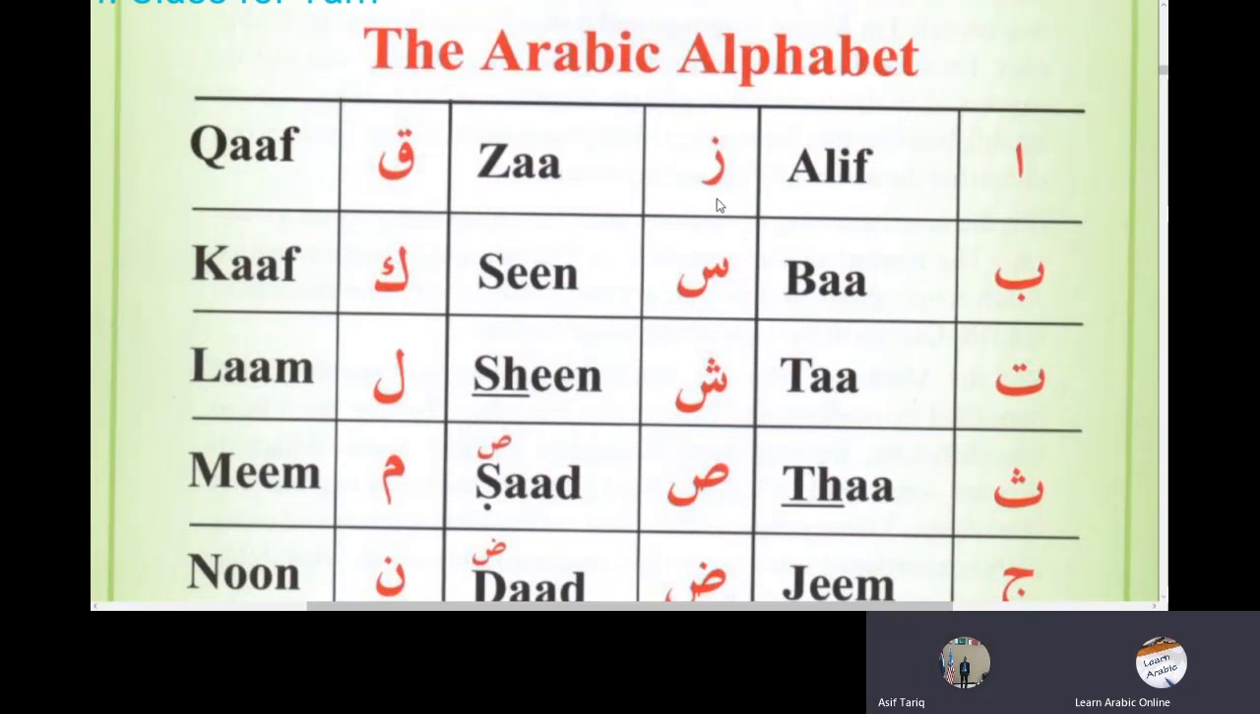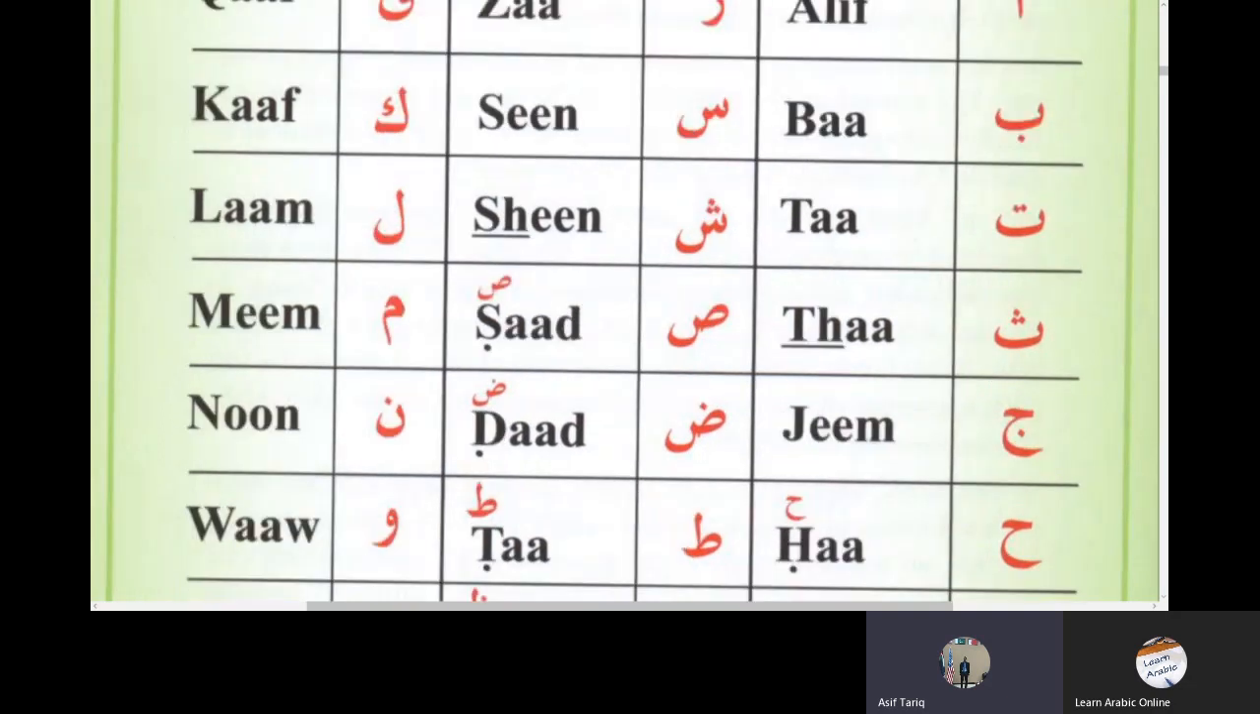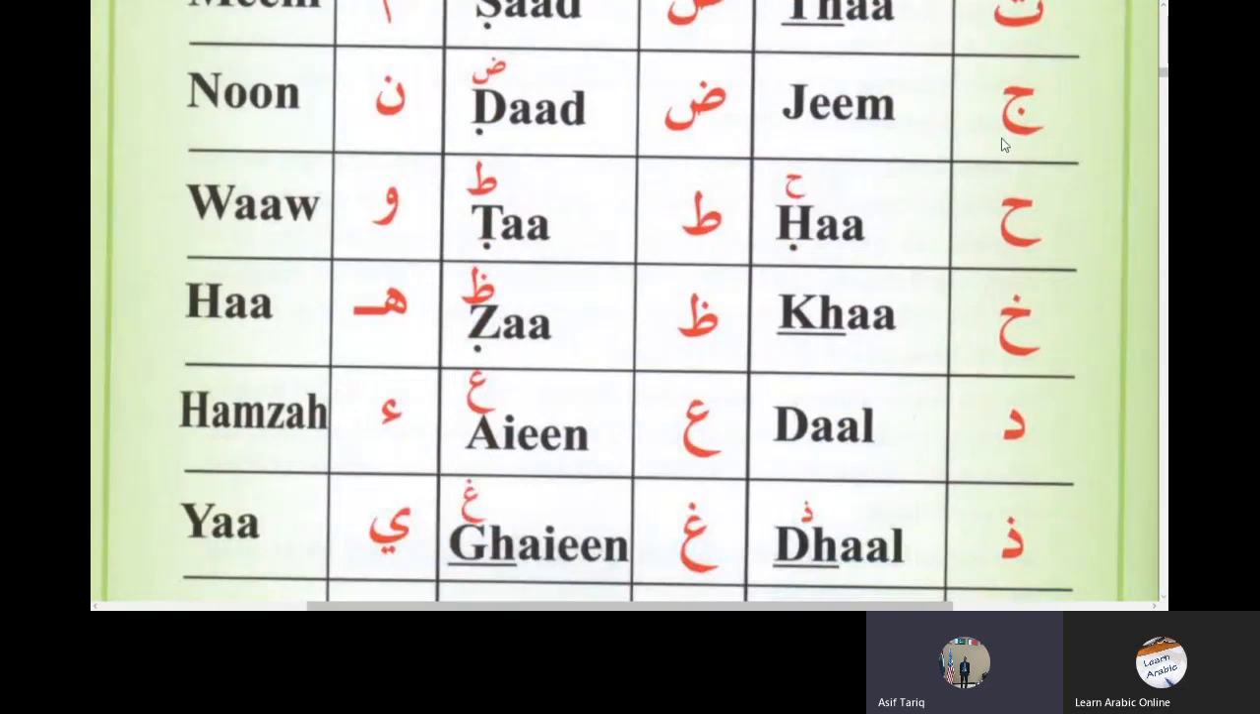Alif. This is like za. Ba. Sin. Kaf. Ta. Sheen. Lam. Tha. Sod. Meem. Can you please also correct my pronunciation, whether it's the right pronunciation or not? I will correct it once I find any mistake, okay?